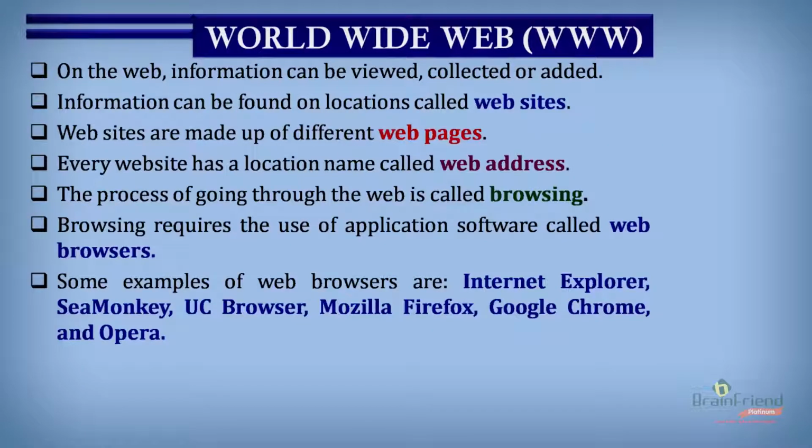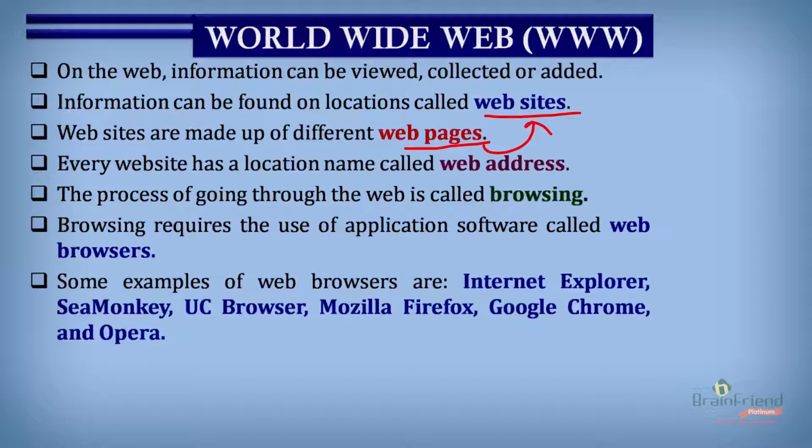Now, when we think of the web, there are certain terms you must know. The first is website. Remember we said the web is a large space of information. So what does this mean? Information is stored in certain places. These places are called websites. And every website is made up of different web pages. So different web pages make up a website.